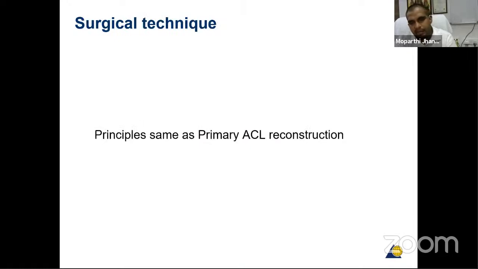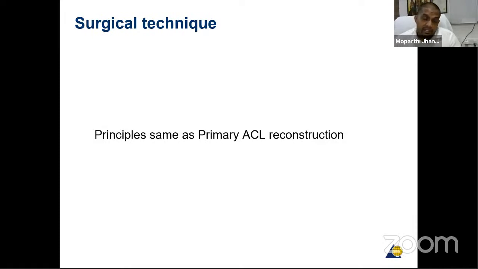The principles are again the same as primary ACL reconstruction. Once your tunnels are healed in a two-stage procedure, or if you want to do it in a single stage, close off all the tunnels, then follow the same principles as a primary ACL reconstruction, with anatomical tunnel placement. If there is an associated meniscus injury, plan the surgery accordingly: excise if it is in a red-red zone; if it is in a white-white or red-white zone, or a red zone, plan for freshening of the edges and go for meniscal repair, with an outside-in or inside-out technique based on the patient's condition.